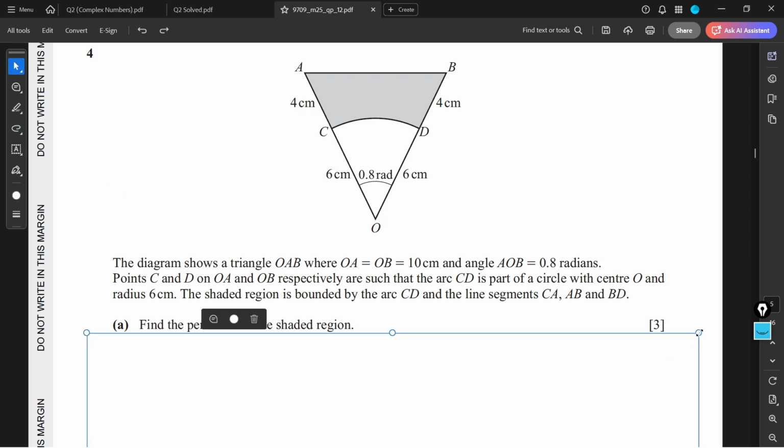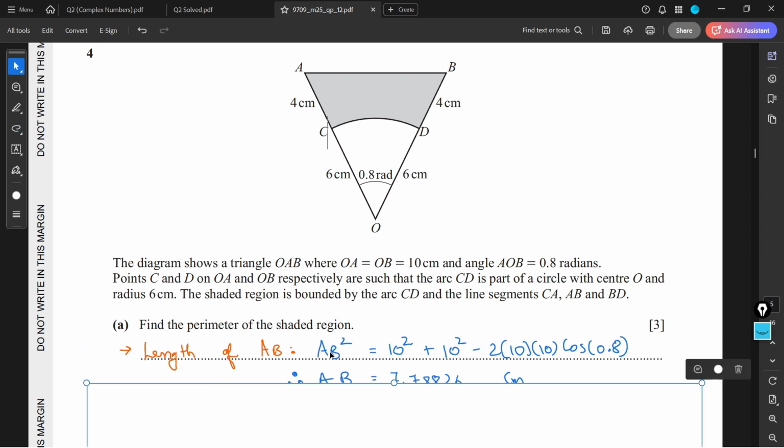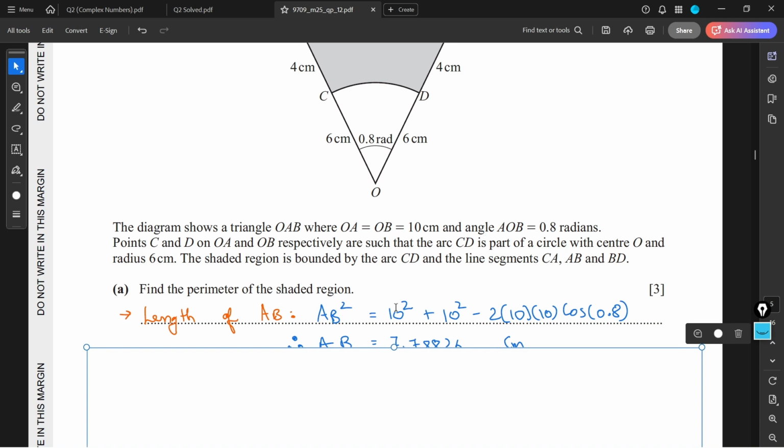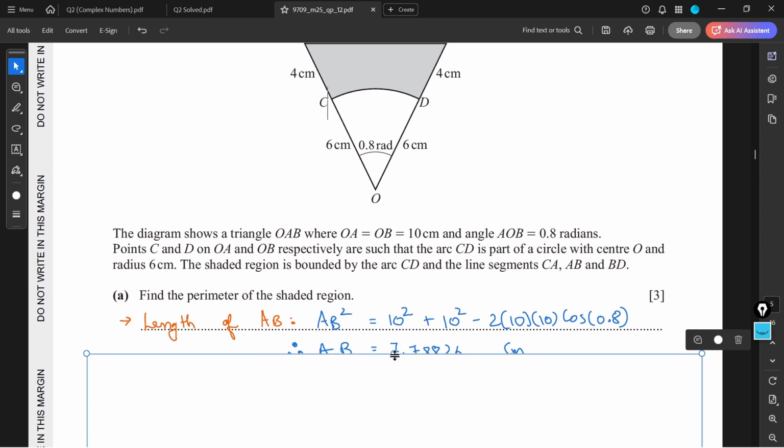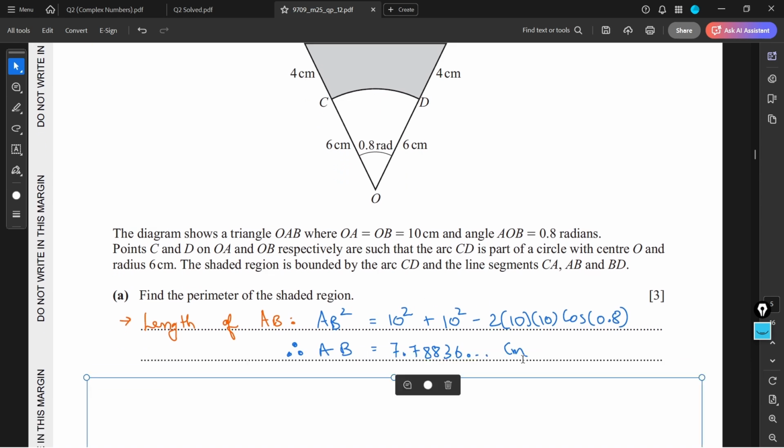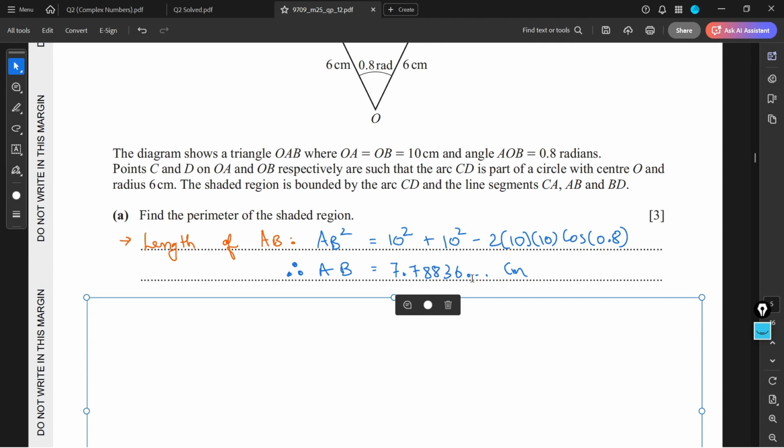So if I just scroll down, the length of AB is found using the cosine rule as I've explained it already to you. The unknown side square is equal to the sum of the squares of the other two sides minus 2 times the multiplication of the other two sides times cos of the angle just opposite to the unknown side. And in doing this, if you simplify this, you will be getting AB is equal to this.